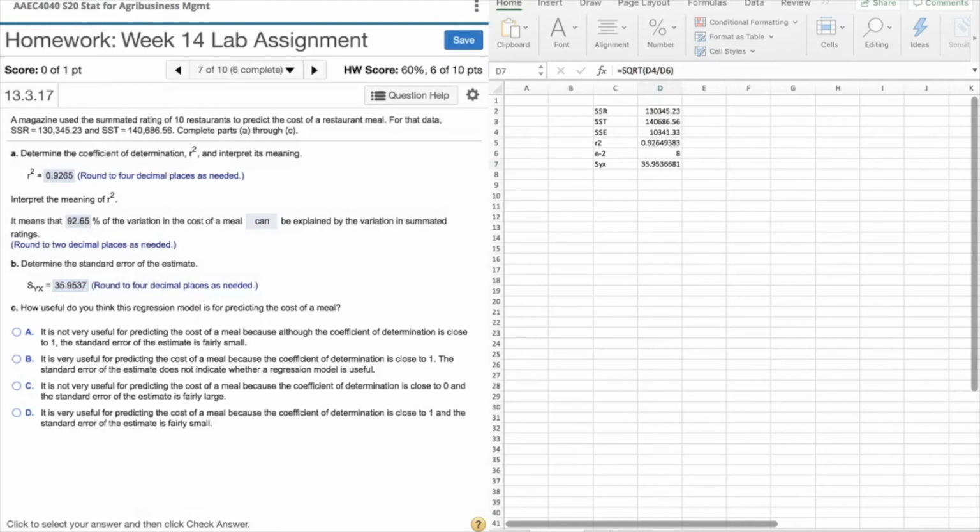Okay, next part. What do we think of the regression model for predicting? We think it is very useful because according to the results we get above, we can say that R squared is very large, it is close to 1, and SYX is relatively small. So we can think it is very useful for predicting.